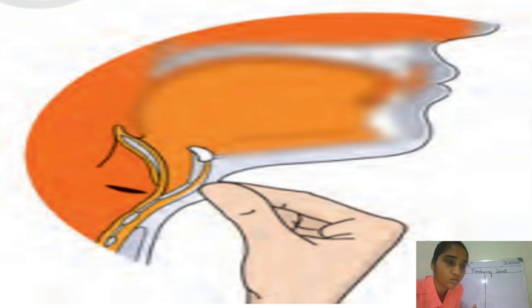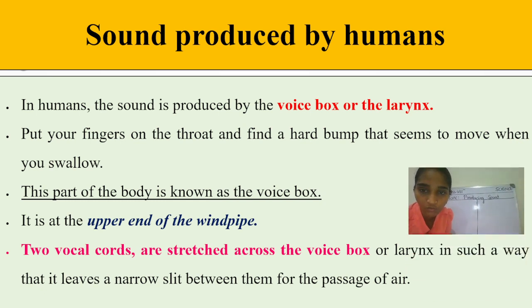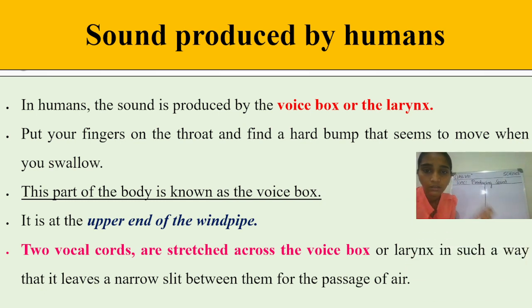Yes, very good, students. So you can note down these few highlighted points: the voice box or larynx is at the upper end of the windpipe, and the two vocal cords are stretched across it. Just take your time, note it down. Let me move my video over here.